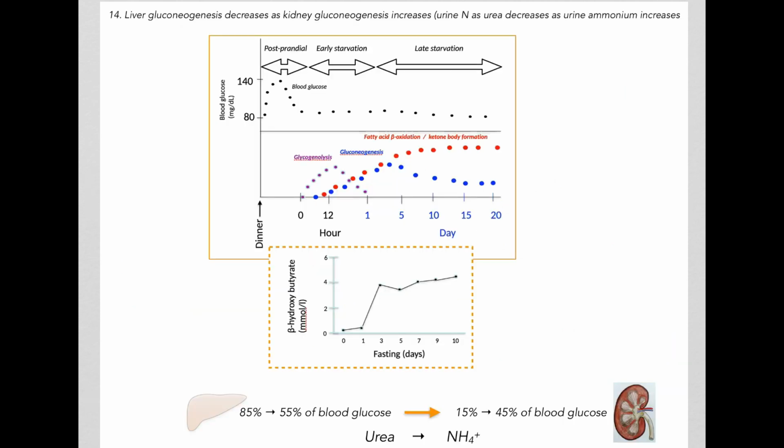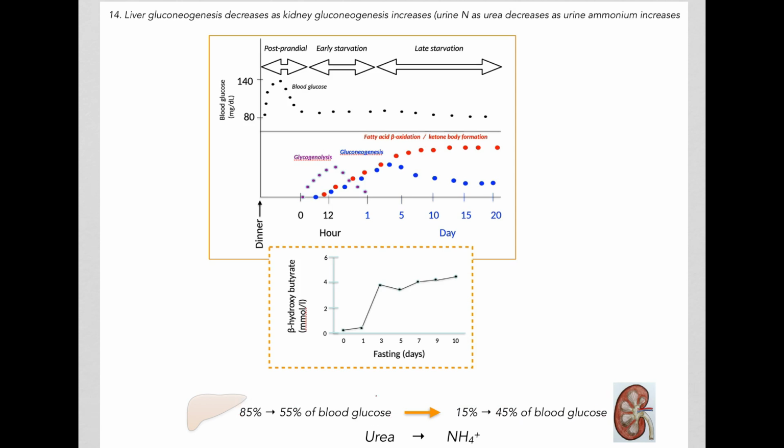So as starvation continues, we can see that the liver gluconeogenesis decreases. From 85% of blood glucose that is supplied by the liver, it goes down to 55% as starvation progresses, while kidney gluconeogenesis starts increasing. From 15% of blood glucose supplied by the kidneys at the beginning of starvation, in later parts of starvation, almost as much as half of the blood glucose is supplied by the kidneys.